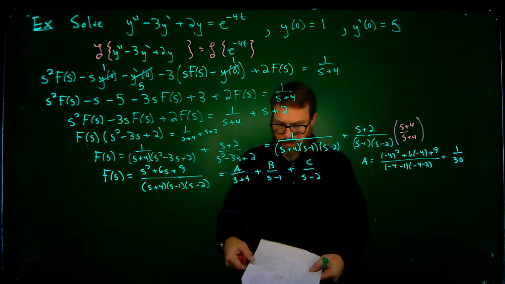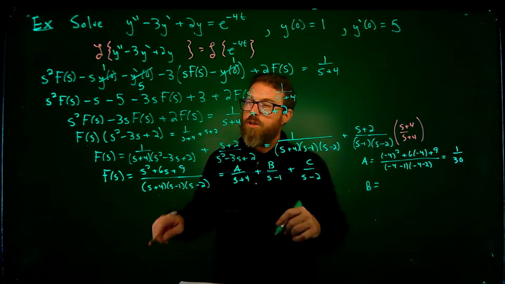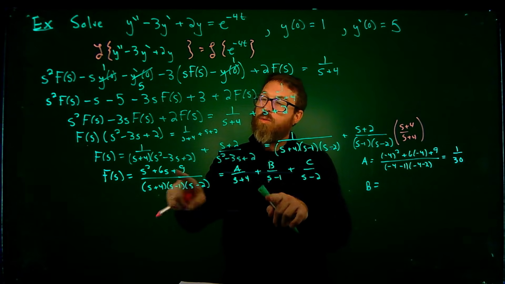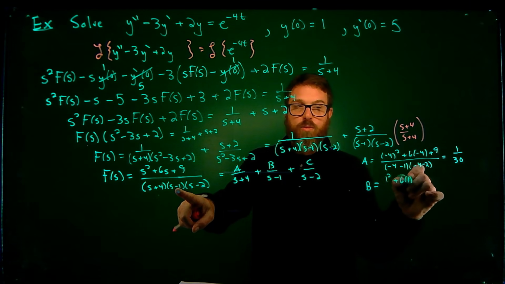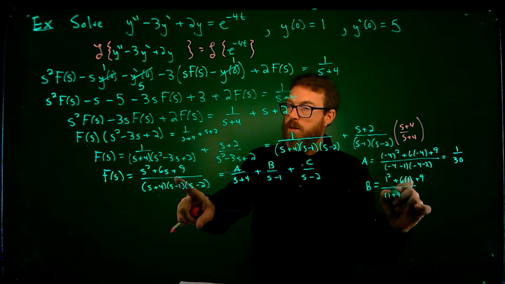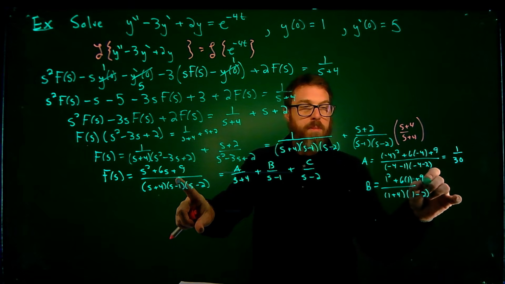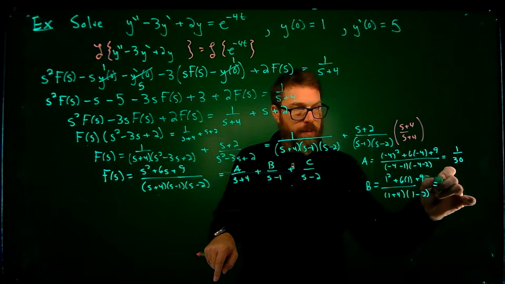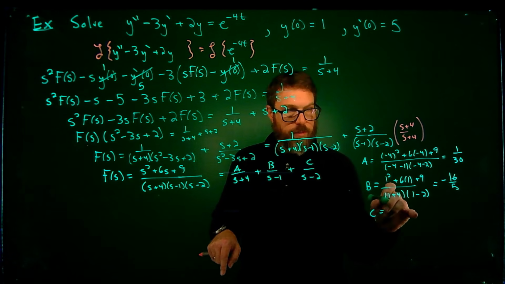Now we can do the same thing for B. For this s minus 1, I'm going to plug in 1 everywhere after I cover that up. So 1 squared plus 6 times 1 plus 9 all over 1 plus 4, because I'm getting rid of this, and this is going to be 1 minus 2. So we get for this one minus 16 over 5. And then we can do something very similar for C. C is going to be 25 over 6.